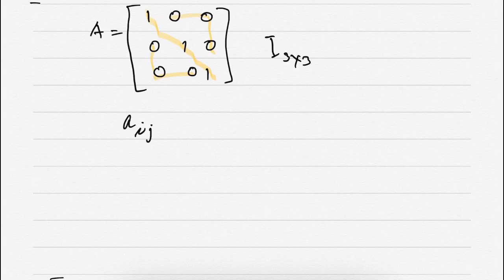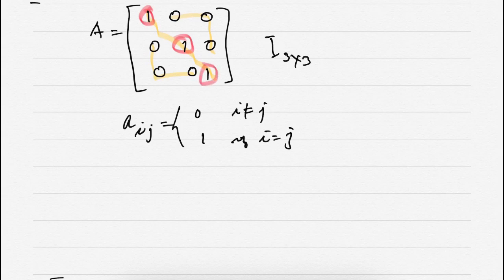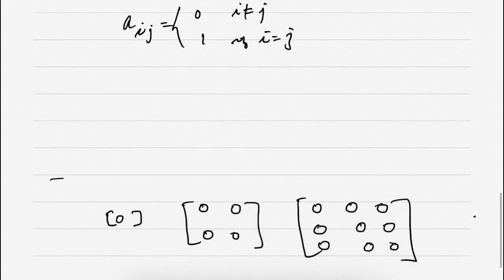The definition of an identity matrix is Aij equal to 0 if i is not equal to j, and equal to 1 if i is equal to j. For these elements, i is equal to j, that is, this element is a11, this element is a22, this element is a33. Remaining all elements are 0. So a square matrix in which all diagonal elements are 1 and all others are 0 is called an identity matrix.